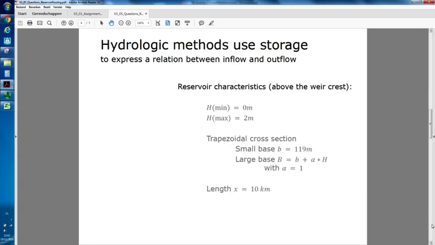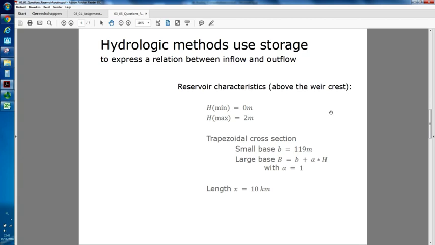Now, we know from our assignment that we have some characteristics of the reservoir. We know that above the weir crest, which we will be looking at, we can go up from 0 meters, where it is at the start of the exercise, and we can go 2 meters up. More is not possible in this case. That's one of the assumptions.